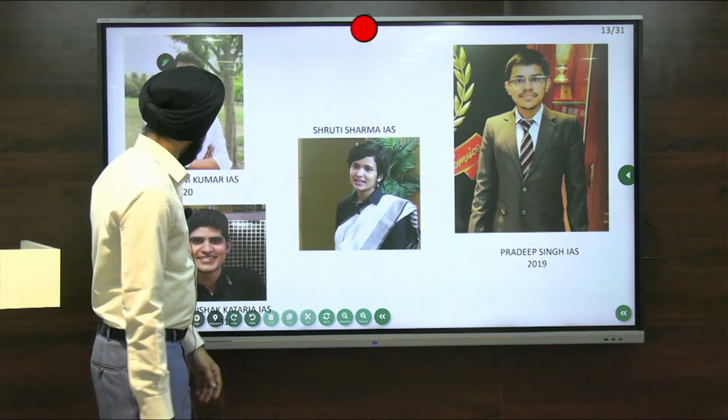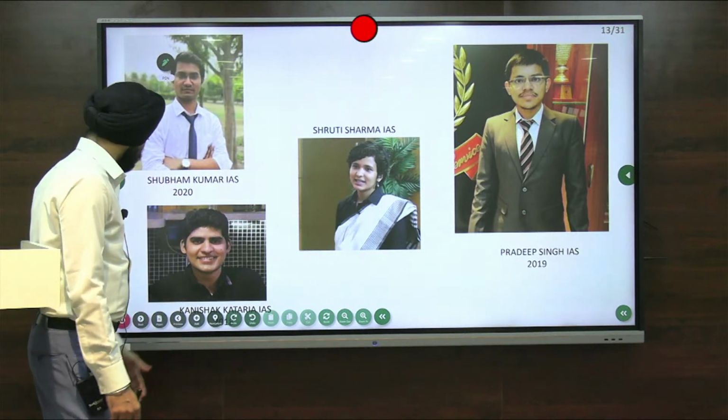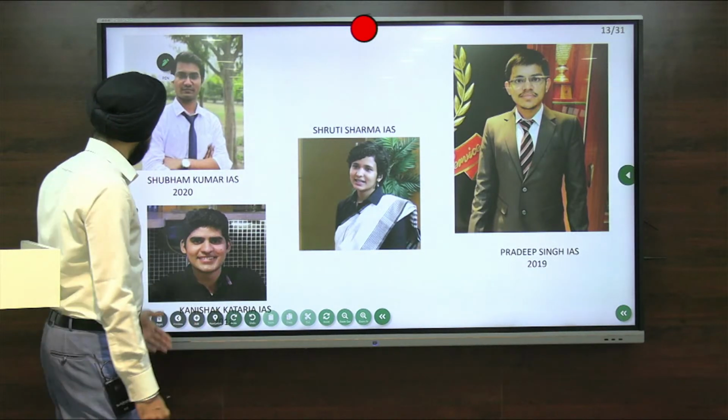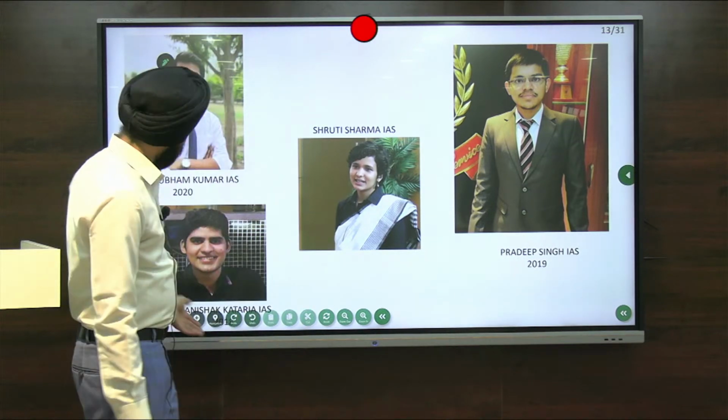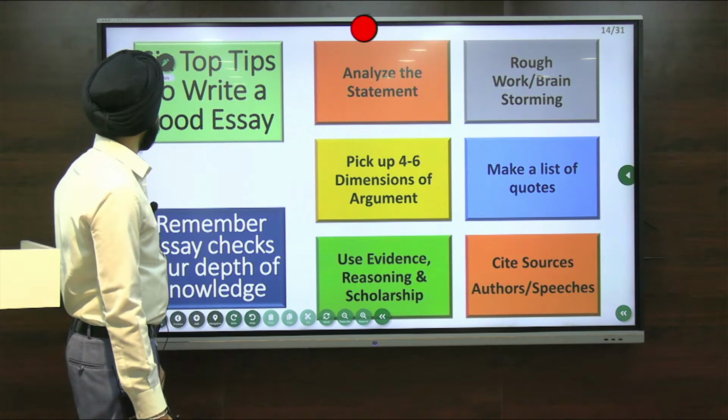Now, these are some of the toppers. 2022, this lady has topped. 2020, Shubham Kumar is 21 examination she has topped. 2020, Shubham is there. 2019, Pradeep is there. 2018, Kanishak Kataria is there. Yeah.